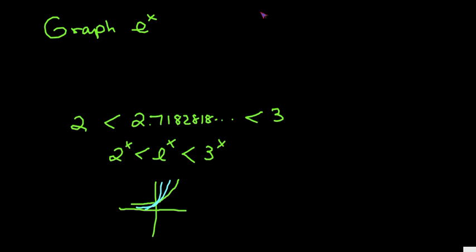So let's see what happens when we do e to the x. Since it comes between 2 and 3 for a value, we should expect that e to the x should fall somewhere in between wherever our 2 to the x graph was and our 3 to the x graph was. So let's take a look and let's see if that actually is the case.